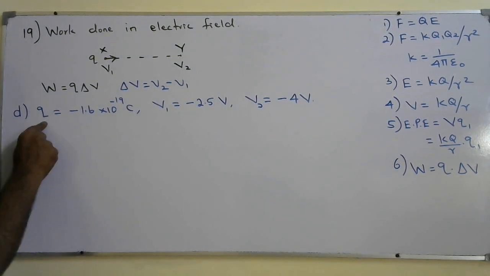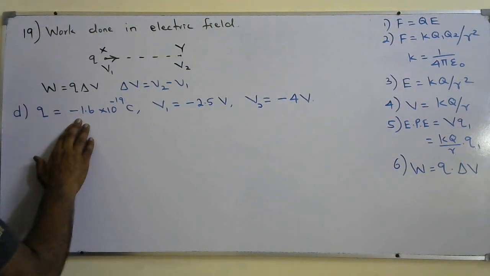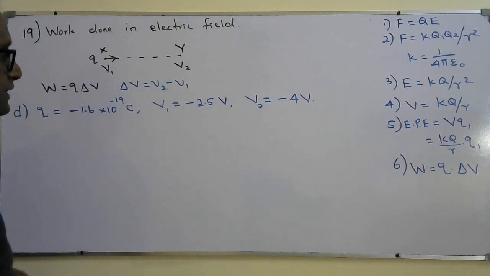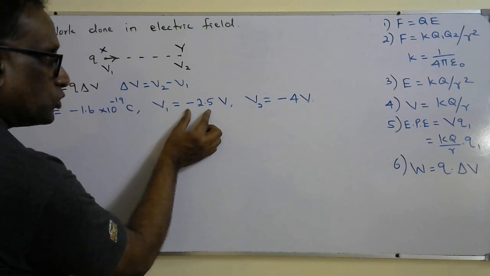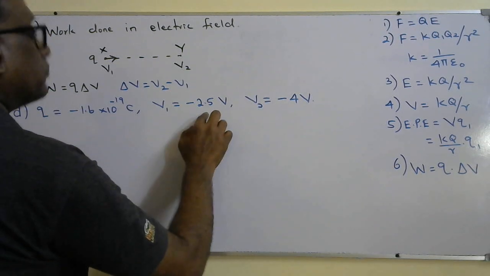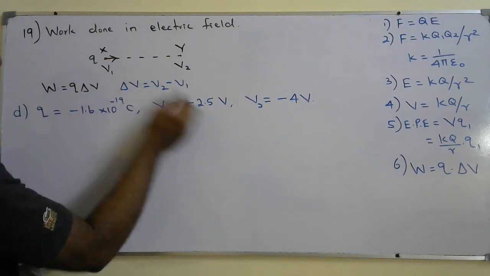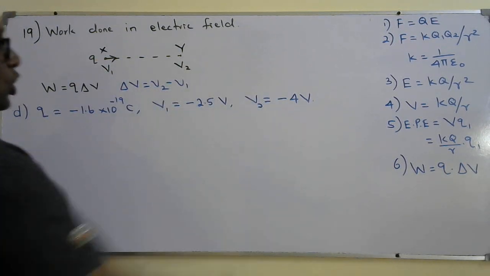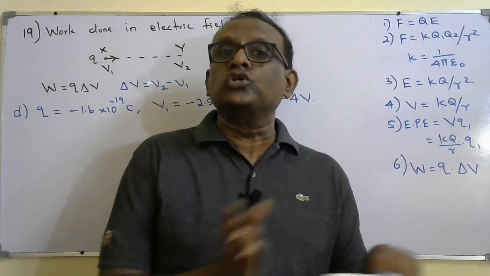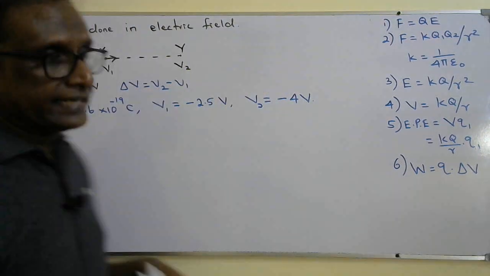Okay, so here a negatively charged particle, -1.6 × 10^-19 coulomb, is moving from X to Y, that is from V1 potential to V2 potential. V1 potential is -2.5 volt, V2 is -4. So -4 is lower than -2.5. That means the negatively charged particle is moving from a point with higher potential to a point with lower potential. I told you that when a negatively charged particle moves from higher potential to lower potential, it will lose its kinetic energy.